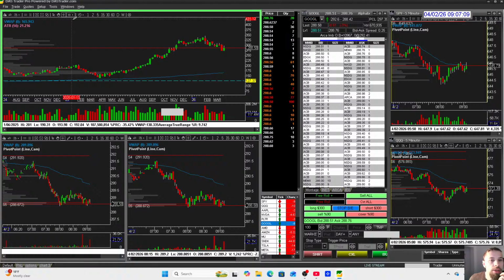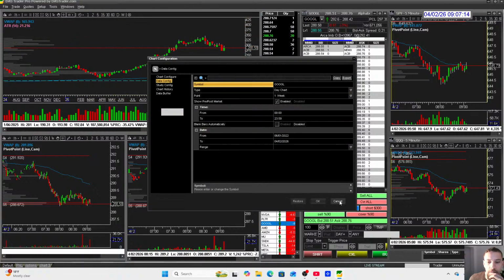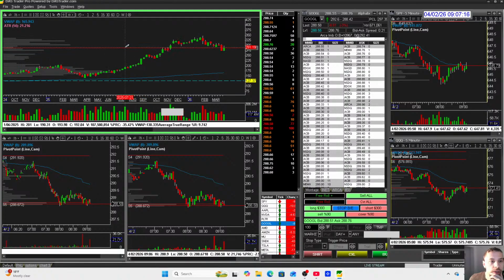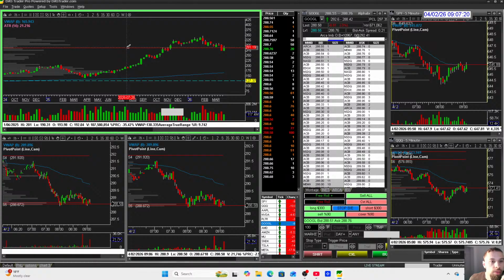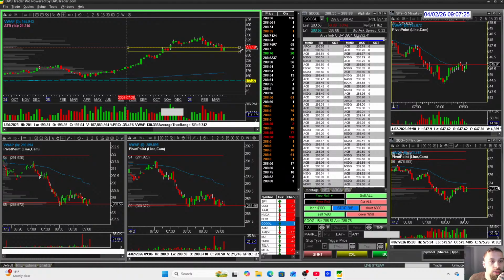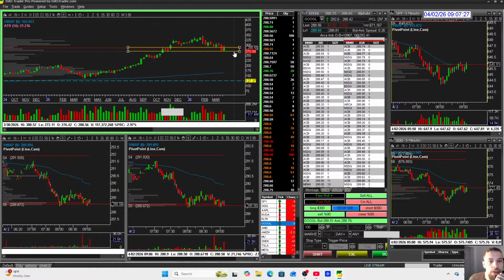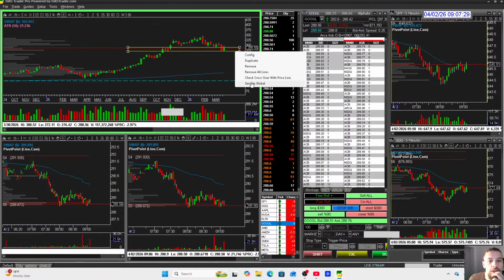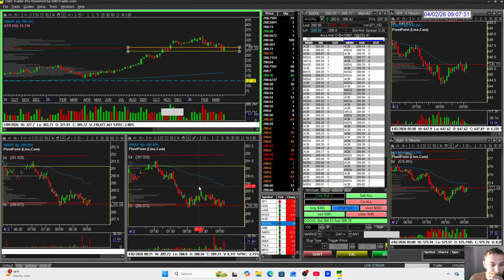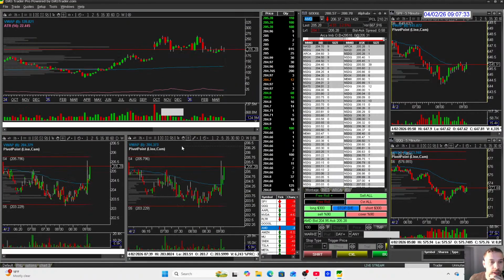Google here. Looking at the weekly, okay. Google weekly here, area of resistance I'm drawing pretty close to where the price is, 291. Area of support I'm drawing is 270. That's good to me.